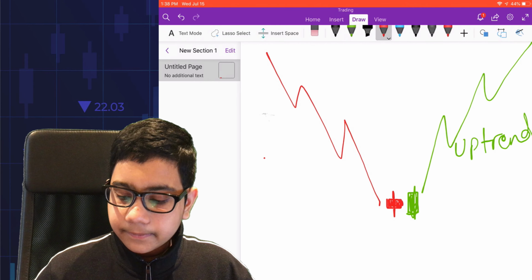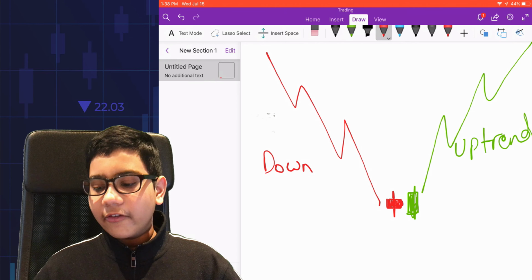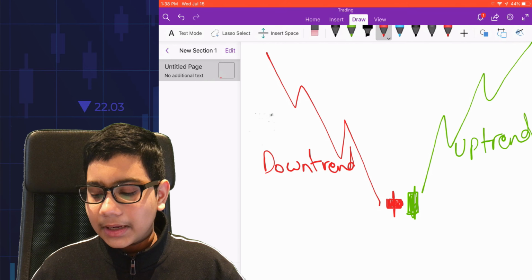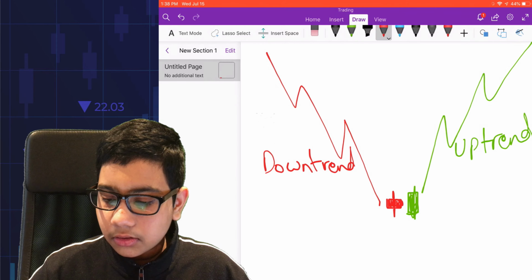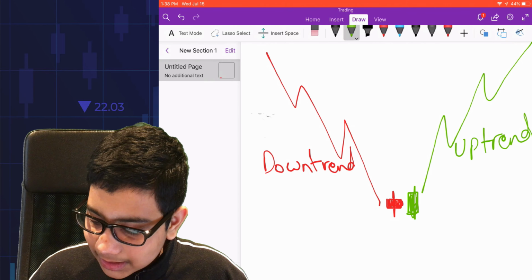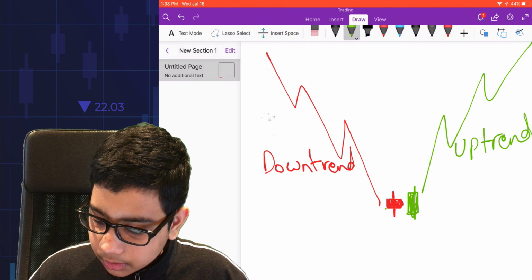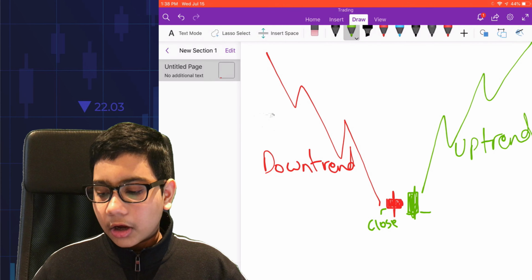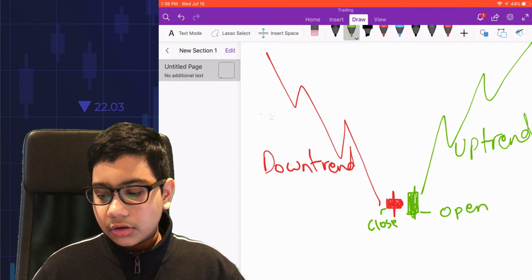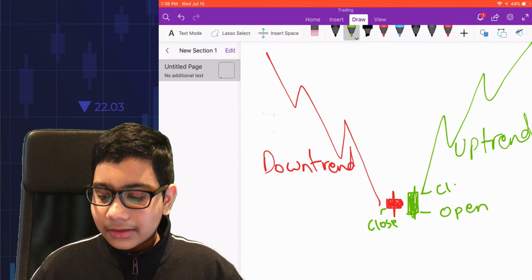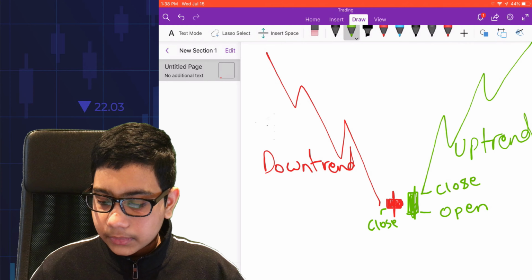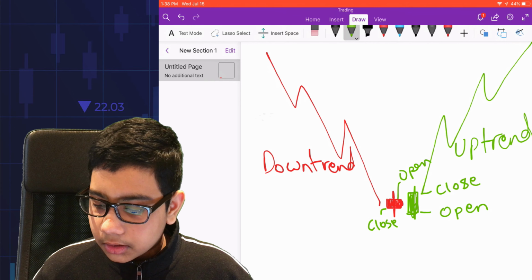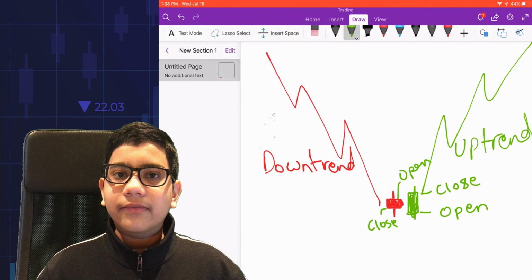So for a candle to be a bullish engulfing candle, the open of the candle should be lower than the close of the previous candle. So this is the close of the previous candle, and this is the open of the next candle, and the close of the next candle, second candle, should be higher than the open of the previous candle. So it acts as if it's engulfing the previous candle. So this is a bullish engulfing pattern.